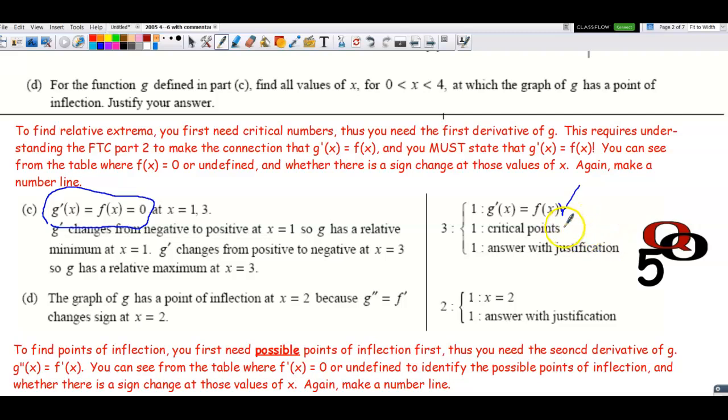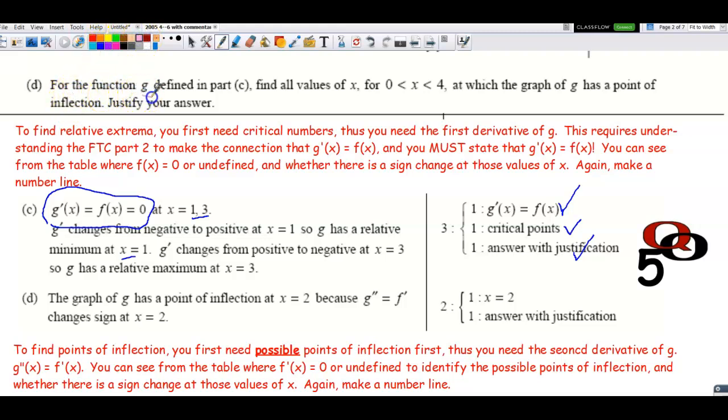1 point for identifying the proper and correct critical numbers of 1 and 3, and 1 point for giving an answer with a justification. g has a relative minimum at x equal to 1 because g prime changes from negative to positive. And there is a relative or local maximum at x equal to 3 because g prime changes from positive to negative. And then finally letter D.